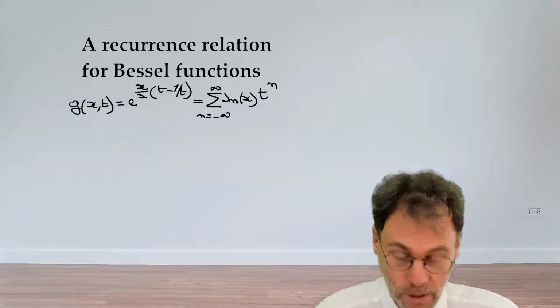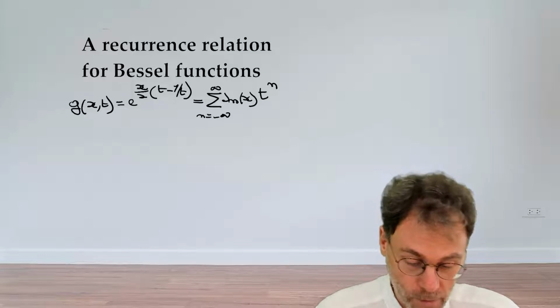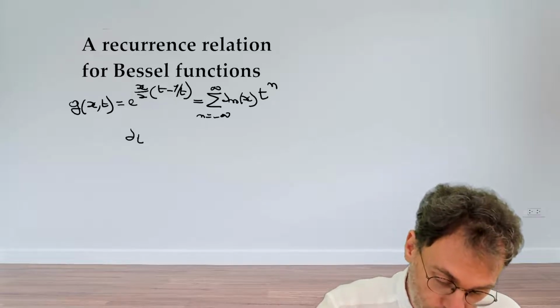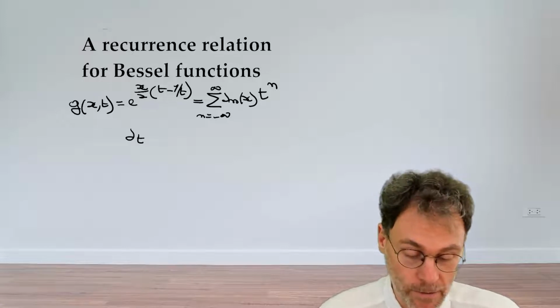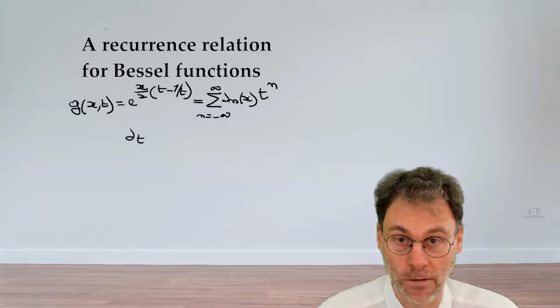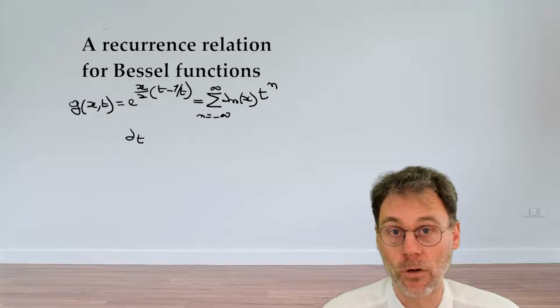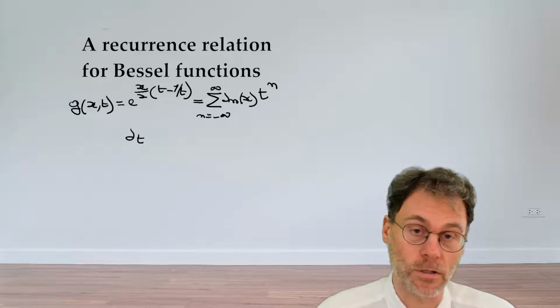Now, what I suggest you do is you pause the video and then, just for fun, take the partial derivative with respect to t and then use the definition of the generating function again and see if you can derive some useful properties of Bessel functions that way.